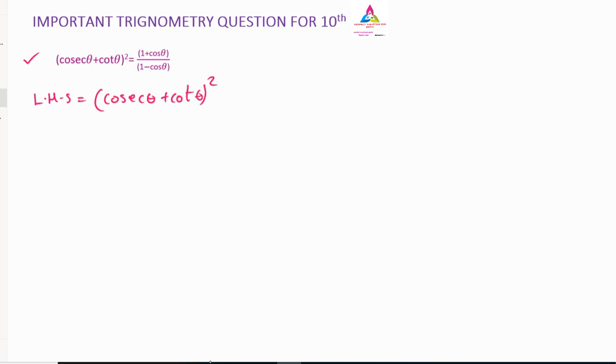You will memorize the formula, so you will think that this is nothing but 1 plus cot square theta is equal to cosecant square theta. This formula we will substitute and we will find the answer. But remember, when we shift this cot square theta to the other side, it is nothing but cosecant square theta minus cot square theta.